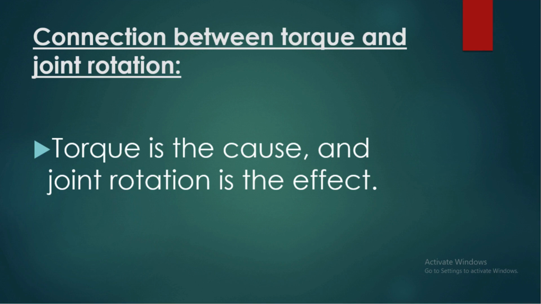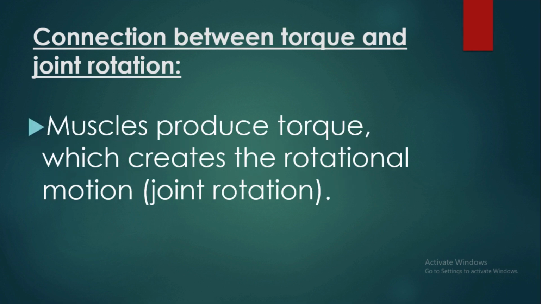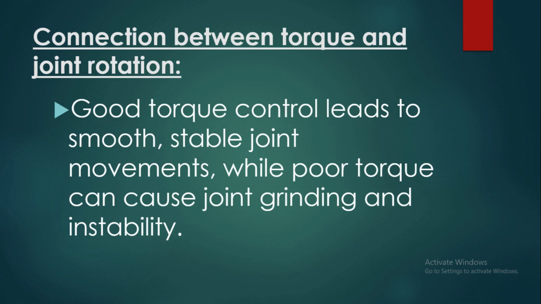So there is a connection between torque and joint rotation. The torque is the cause and the joint rotation is the effect. Muscles produce the torque, which creates the rotational motion, which is the joint rotation. With good torque control, there is smooth, stable joint movement, while poor torque can cause joint grinding and instability.